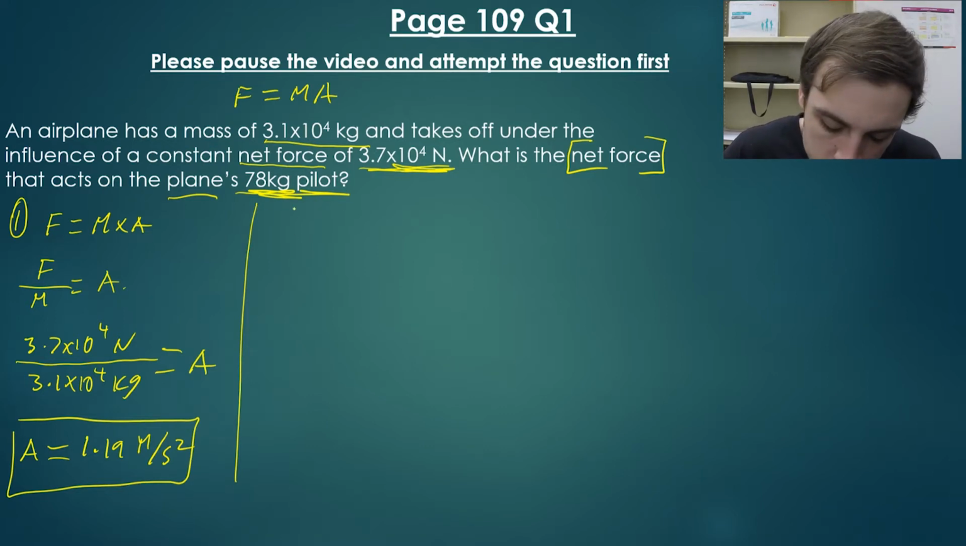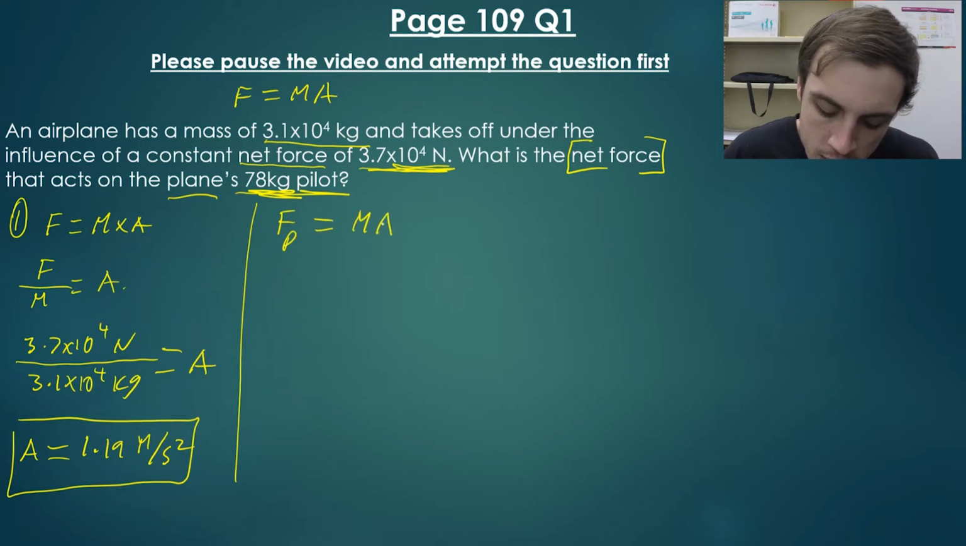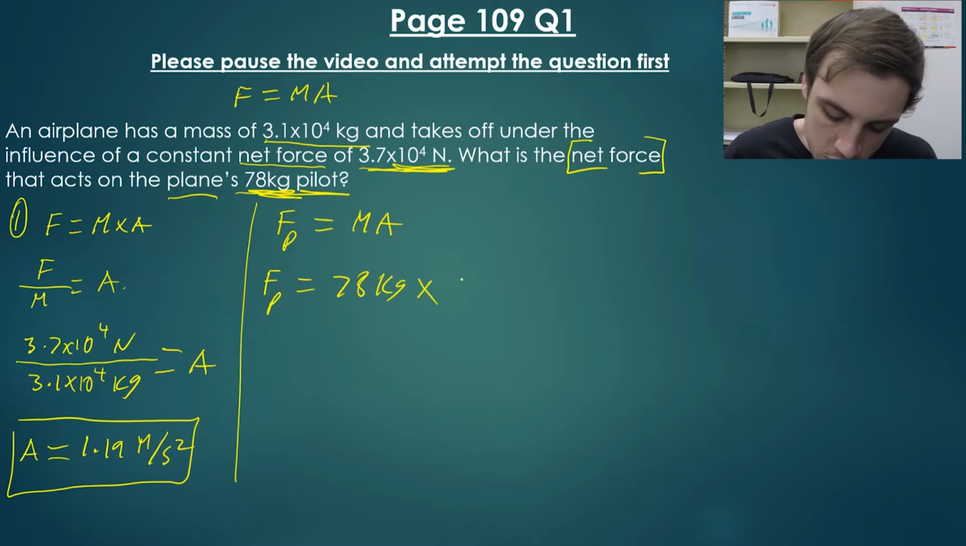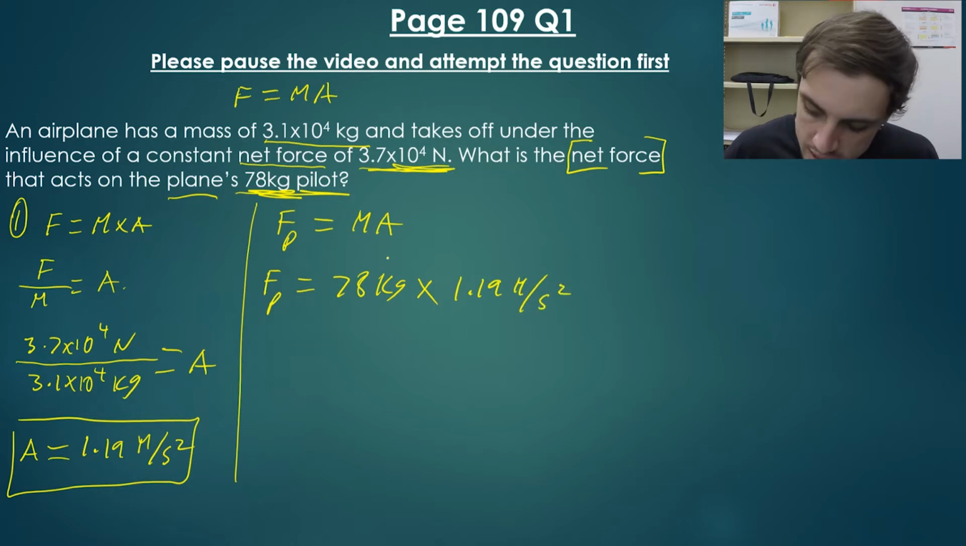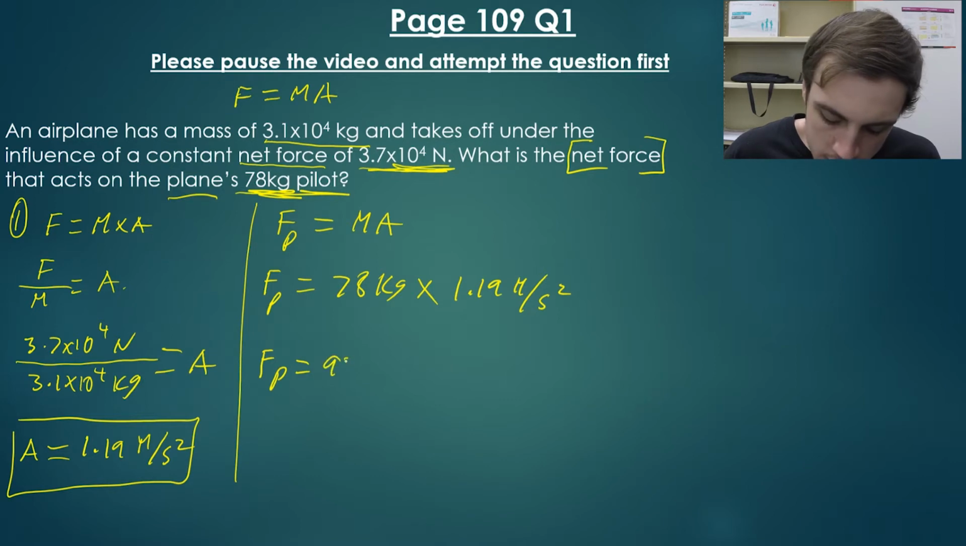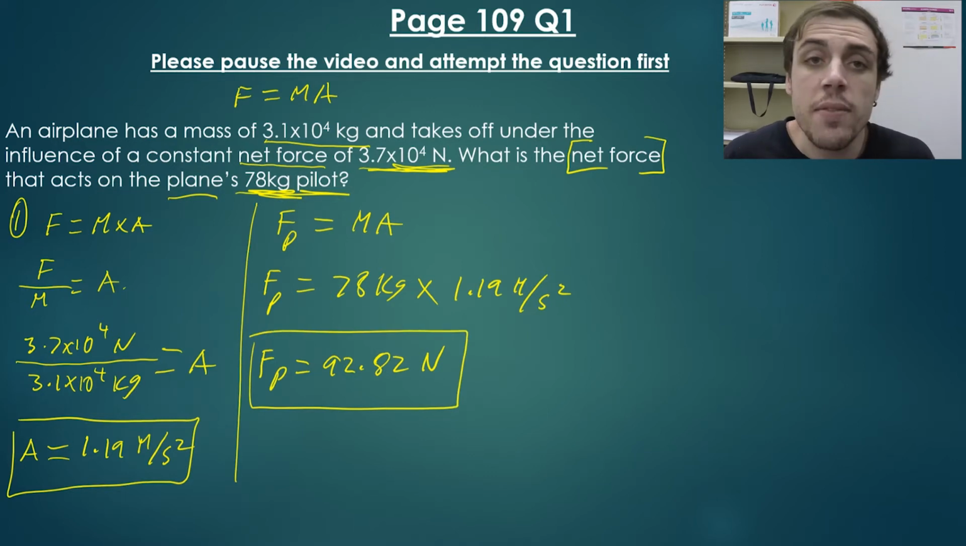Again, we use force for the pilot is equal to ma. The force, we don't know, that's what we want, is equal to the mass, so the pilot is 78 kilos, multiplied by the acceleration, which is 1.19 meters per second squared. So we go 78 times 1.19, and that is going to give us a total force of 92.82 newtons. And that is our final answer.